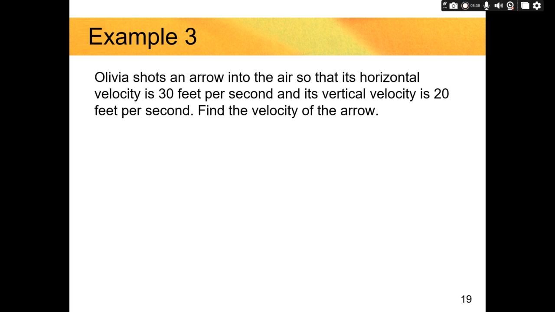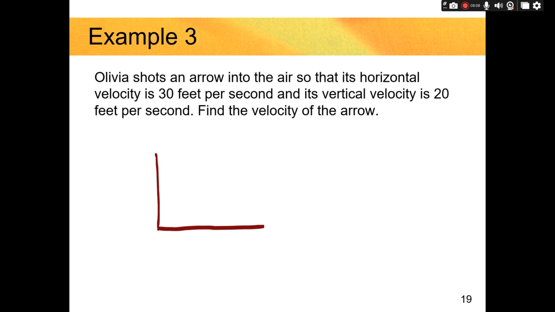All right. Olivia shoots an arrow into the air, so its horizontal velocity is 30 feet per second, and its vertical velocity is 20 feet per second. Oh, it's the exact opposite. Now I actually know the components of it. I need to know the velocity of the arrow. Oh yeah, if you're giving it in feet per second, you want to give it in feet per second. So talk to me here, this one, and if you got 36, you got it right.